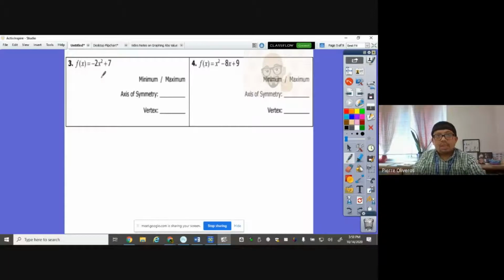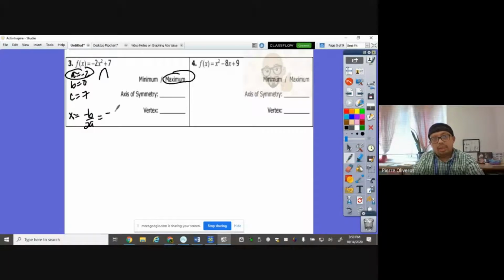Next, f of x equal to negative 2x squared plus 7. Since the value of a here is negative 2, the value of b here is 0, and the value of c here is 7. A is negative, so it opens downward, so that's the maximum value. To get the axis of symmetry, x equals negative b over 2a. Negative b is 0 over 2 times a, which is negative 2. 2 times negative 2 will give us negative 4, but 0 divided by negative 4 is still going to be 0, so x equals 0 for the axis of symmetry.